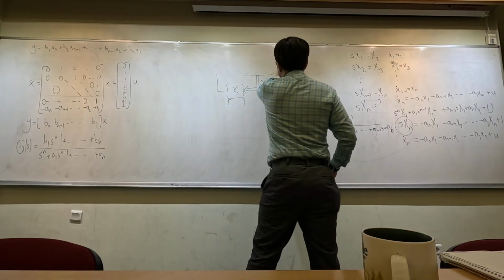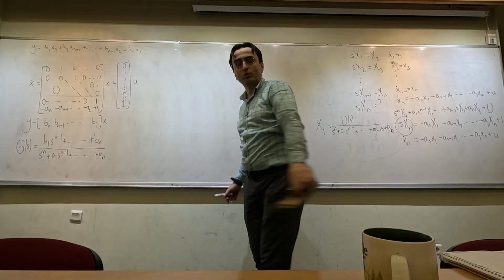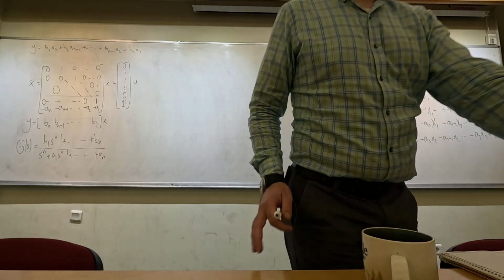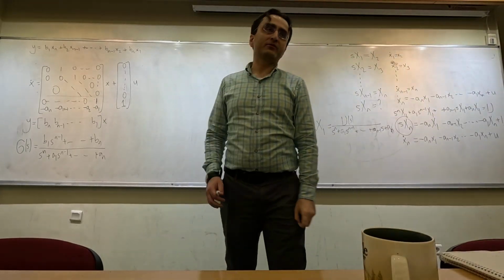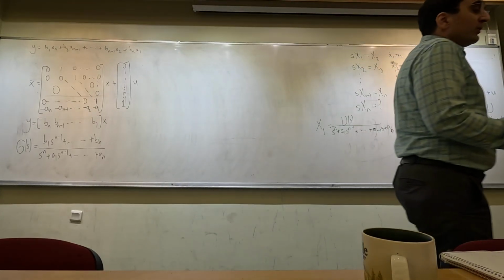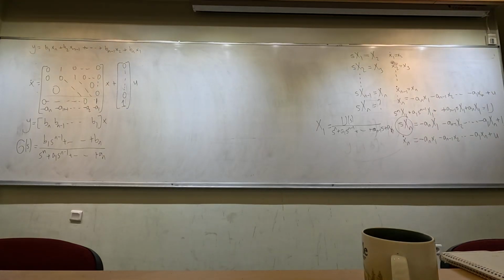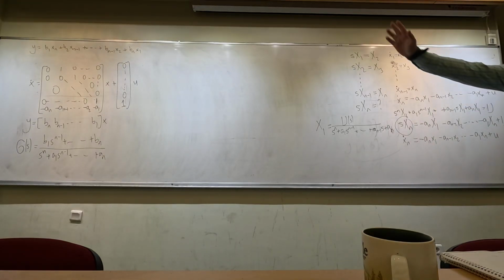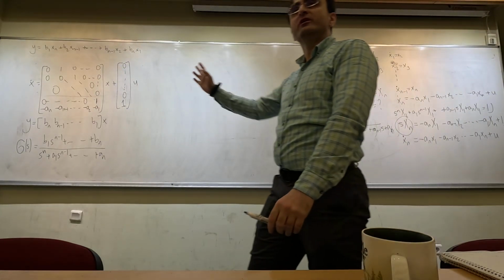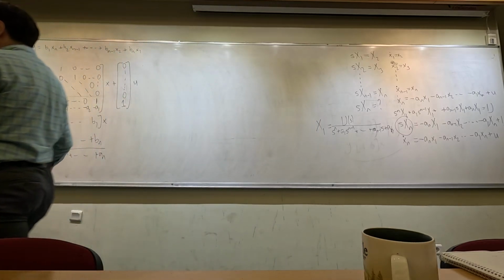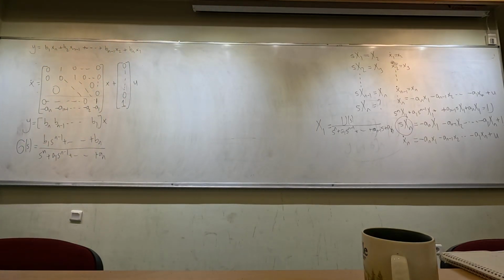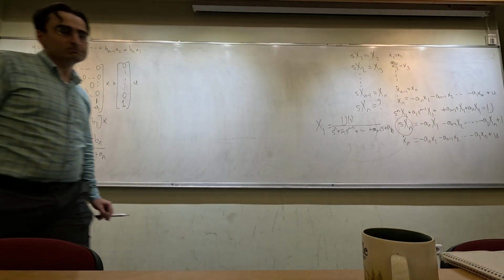That is why this representation is called controllable canonical form. When we look at this state space representation, when we see the conditions for controllability for a state space representation, we will see that such a state space representation would always be controllable. Okay, that is why this representation is called controllable canonical form.